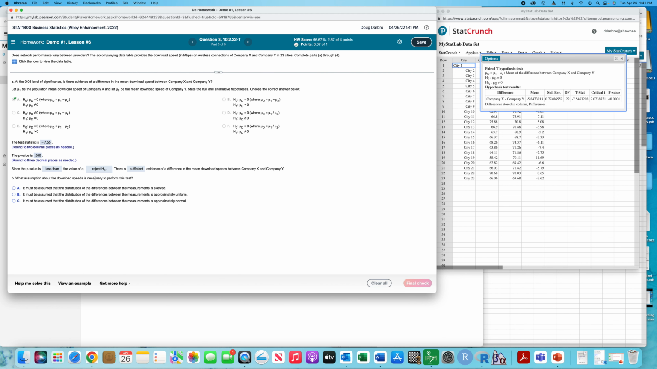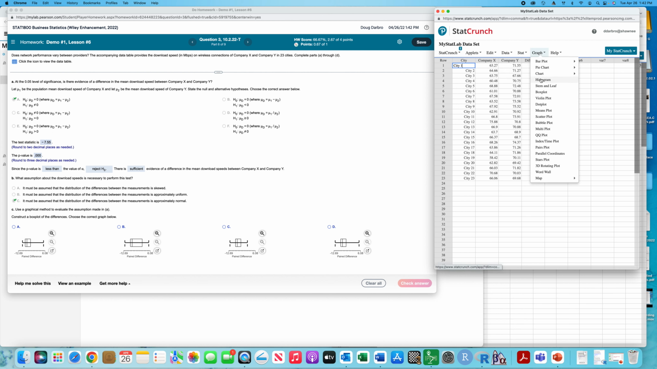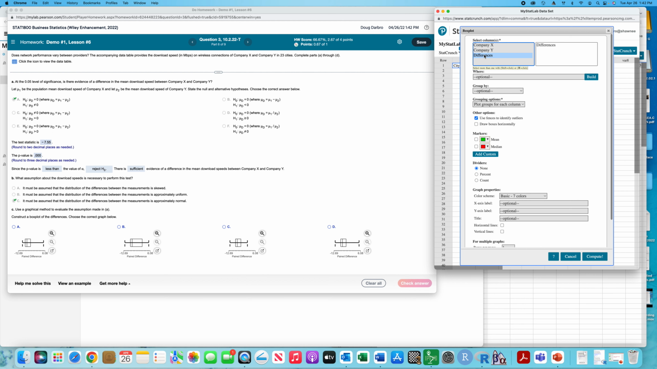What assumption about the download speeds is necessary? Well, I have degrees of freedom 22, which tells me I have 23 cities. Not yet at 30, so I need to make sure that we have a normal distribution. I don't know why it's a final check, because I haven't done any checks. Construct a box plot of the differences and choose the correct one. Okay, didn't see this coming. So let's go box plot of the differences. They've done horizontal. It doesn't look like they've included outliers. And let's just mark the mean and the median so we can get an idea of skewness.